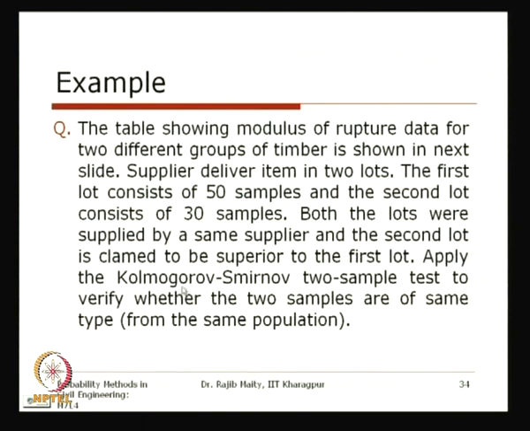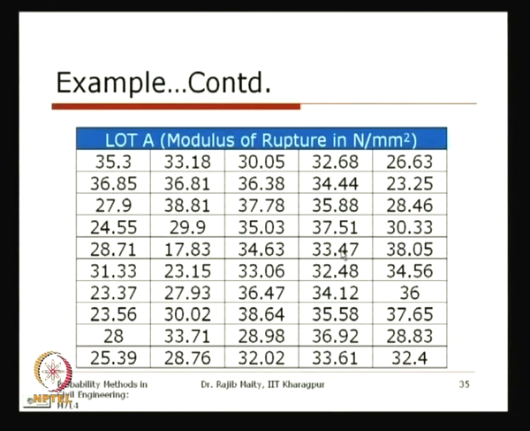Apply the K-S test, the Kolmogorov-Smirnov two sample test, to verify whether the two samples are of the same type or not. That is, whether in the statistical sense we can say that both samples are from the same population or not. This is what we have to decide, and for these 50 samples and 30 samples of timber, the modulus of rupture is shown in this table. This is the first lot, lot A. The modulus of rupture is given in Newton per millimeter square.